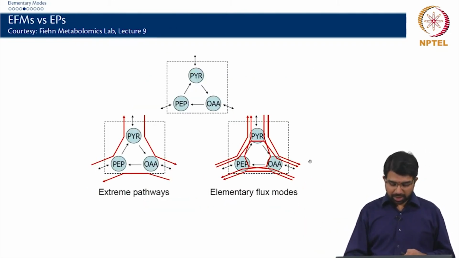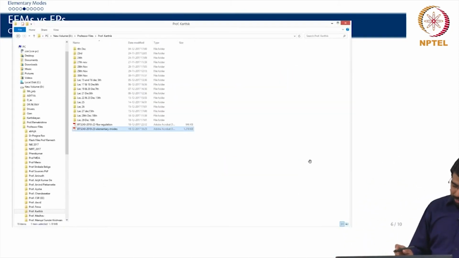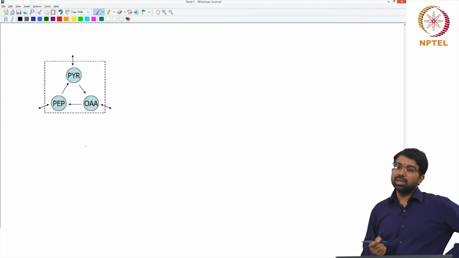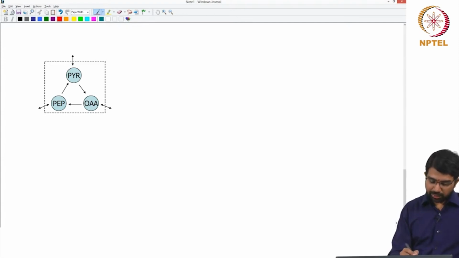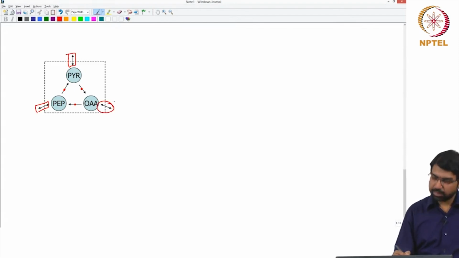Let us consider this example wherein we have pyruvate, PEP and OAA. So let us consider this simple set of reactions. What are all the elementary flux modes? So what is an elementary flux mode again? It can carry steady state flux with all irreversible reactions going in the correct direction. So here there are 3 irreversible reactions and 3 reversible reactions, right.